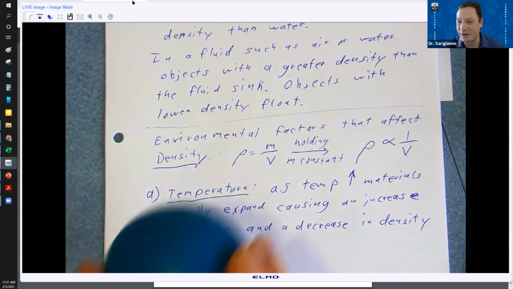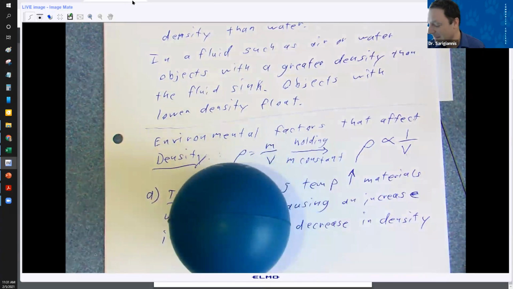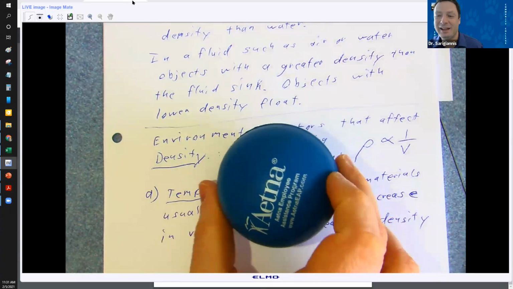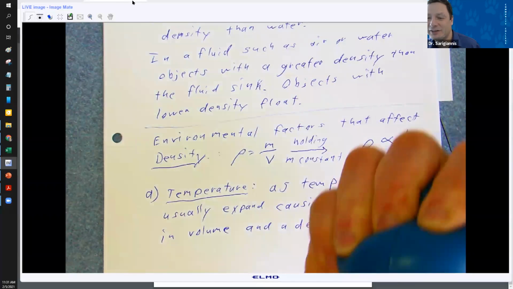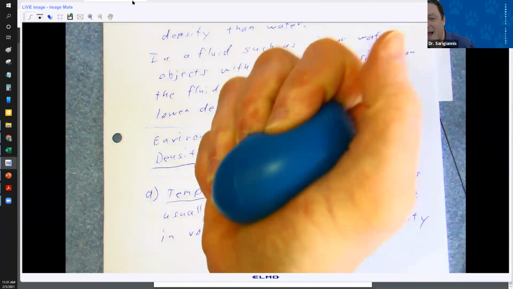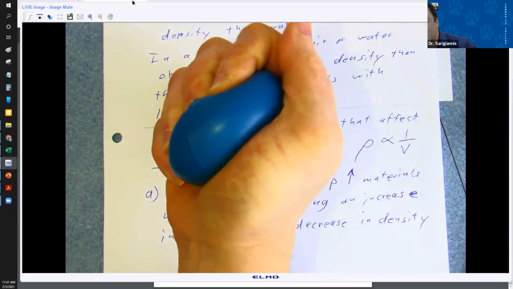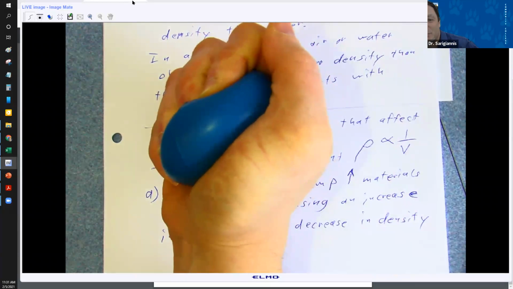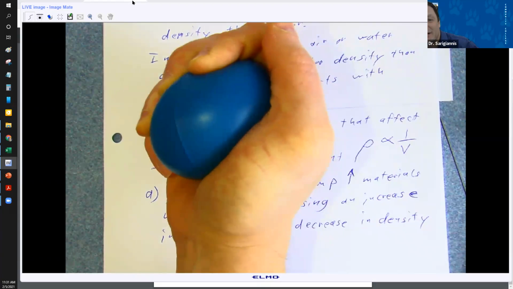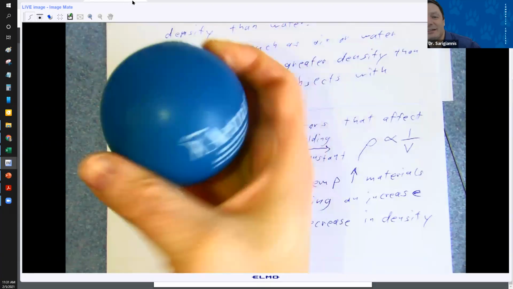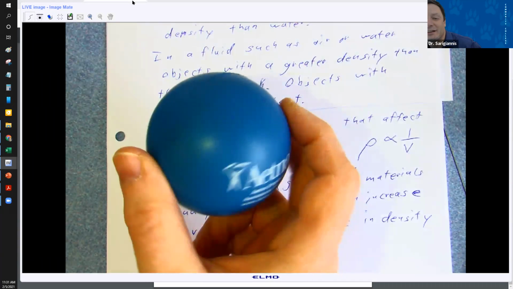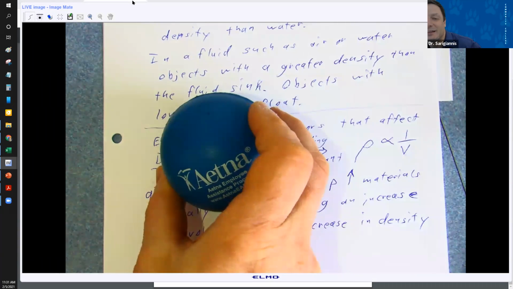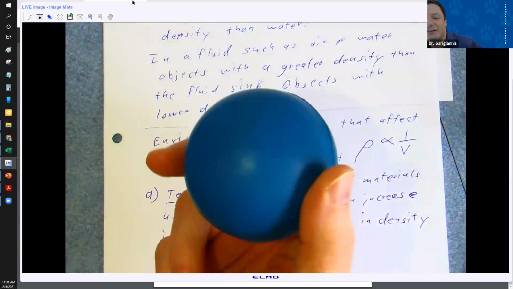All right, so here's a stress ball. If I squeeze it, I'm decreasing the volume, but the same amount of mass is in here. So volume decreased, density went up. Now I'm releasing it, the same amount of mass, but my volume is bigger, so now the density is lower.